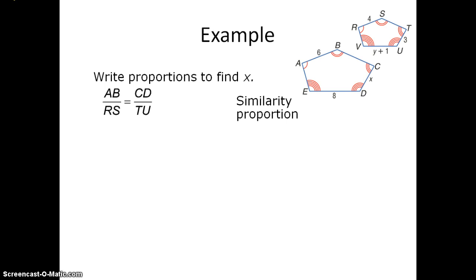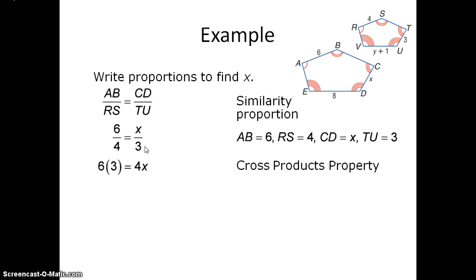So this is showing you what you would do to solve this problem. I just want to skip forward to the steps. Like I said, we have AB over RS, 6 over 4, is equal to CD over TU. You fill in those measurements. 6 over 4 is equal to x over 3.